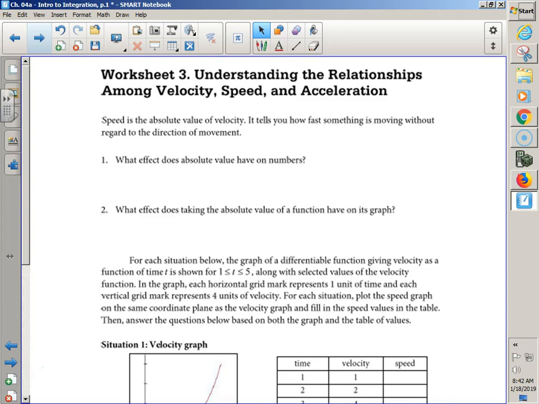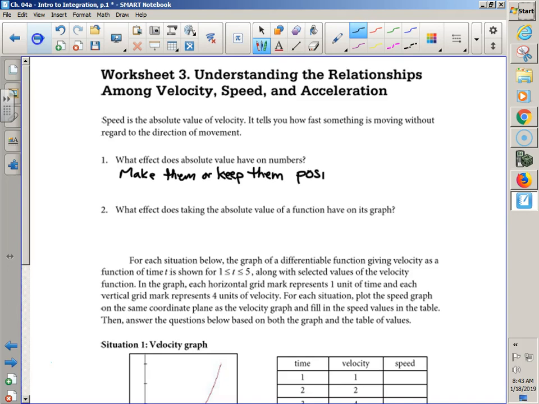What does absolute value always do? Make them positive, right? Make them or keep them positive. Why am I saying make them or keep them? Because make them, the negatives flip. Keep them, the positives stay the same. If you guys remember piecewise functions, I know this has been helpful to remember that negative numbers will flip signs with absolute value and positive numbers will stay the same.